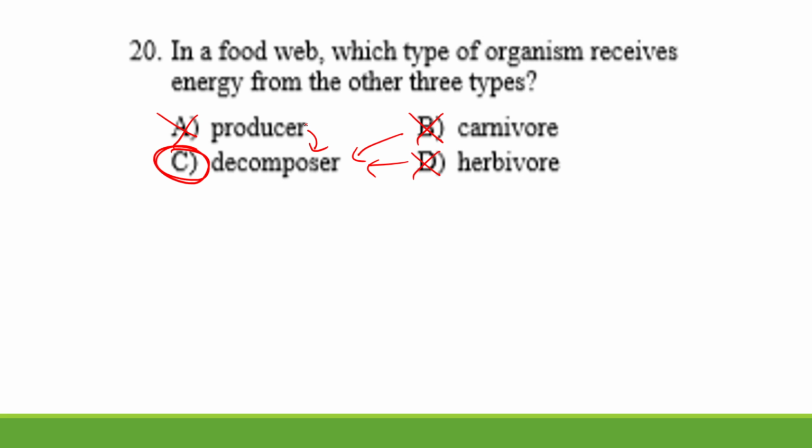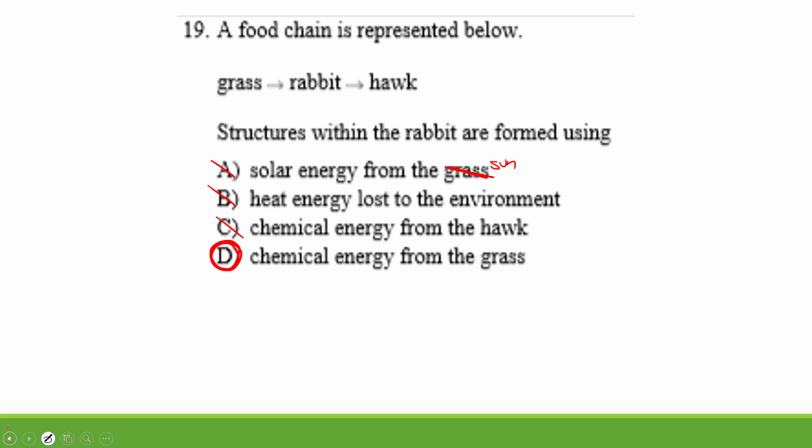What structures in the rabbit? Oh, so that's looking at the previous question. Right. Structures within the rabbit. When they're talking about that, they're talking about tissues, organs, organelles, anything that the rabbit has to create. Proteins. Right. So they're just saying the rabbit gets energy to continue being alive, right? Gets energy to continue building and storing things from chemical energy from the grass.